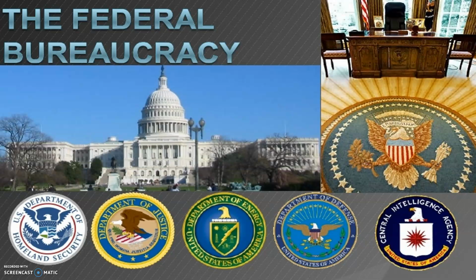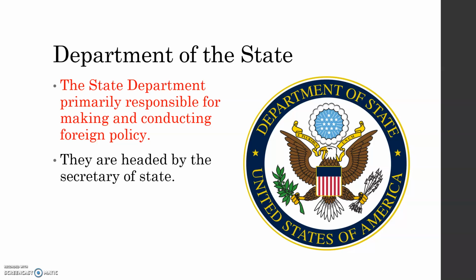All right, guys, we're on the home stretch now when it comes to federal bureaucracy, and honestly, we're on the home stretch now for the entirety of the executive branch, so let's get right to it. Let's start where we left off on the Department of State. The State Department is in charge of making and conducting foreign policy, and the person in charge of the State Department is known as the Secretary of State.